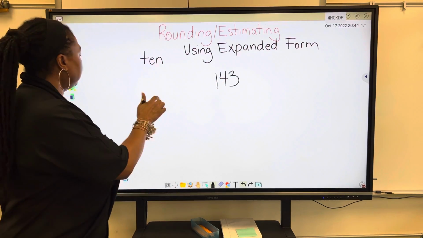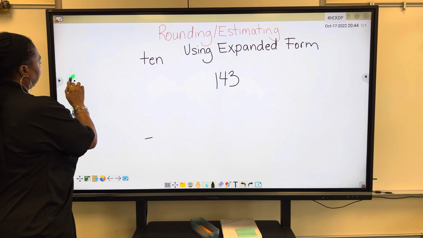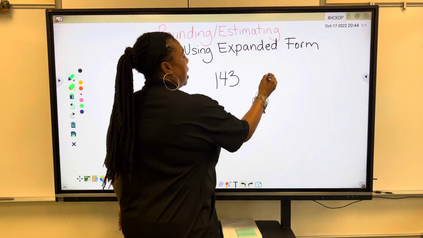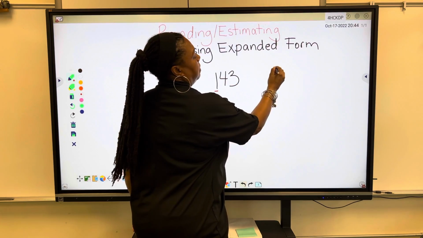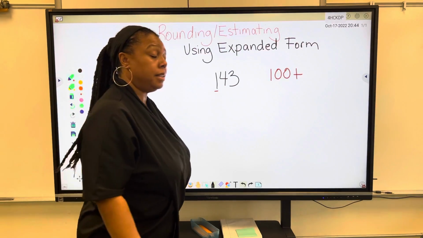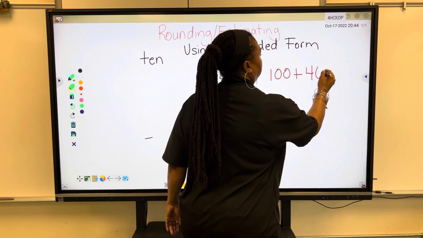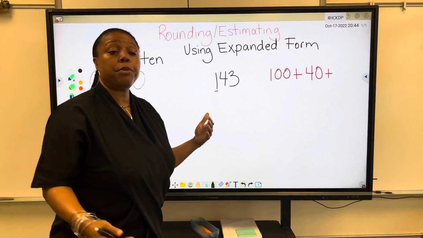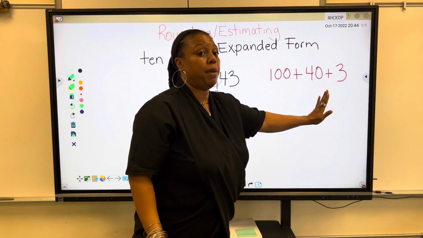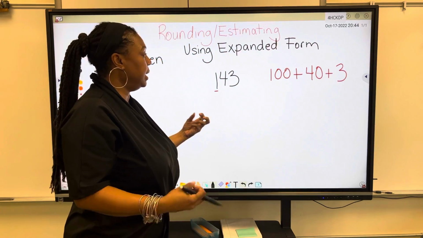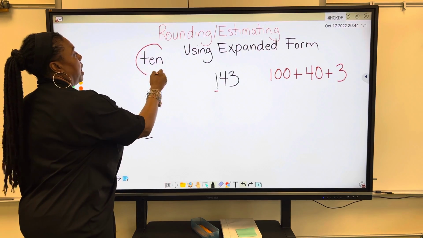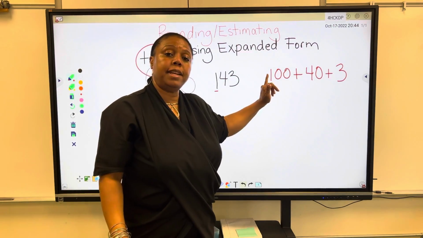So here we go. We're going to write the number 143 in expanded form. This would be 100. You have 4 tens, which would be 40. And then you have 3 ones, which would simply be 3. So now we have this number in expanded form, and we're trying again to round the number 143 to the closest 10. That was our first step, to write it in expanded form.